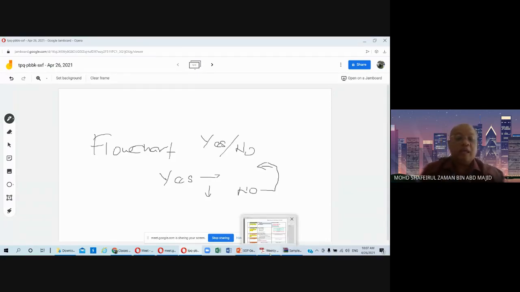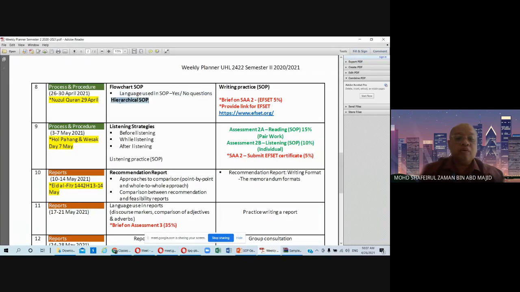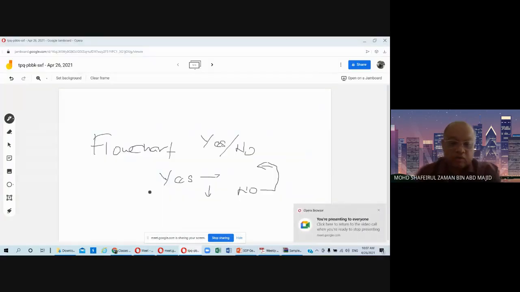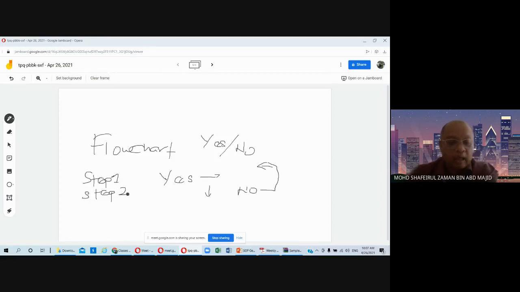And then we are also going to have a look at the hierarchical SOP. Hierarchical meaning that there are stages. There are stages for hierarchical SOP, meaning that there will be steps that you have to follow. So hierarchical: step one, then you have step two, and the rest. So that is for hierarchical.